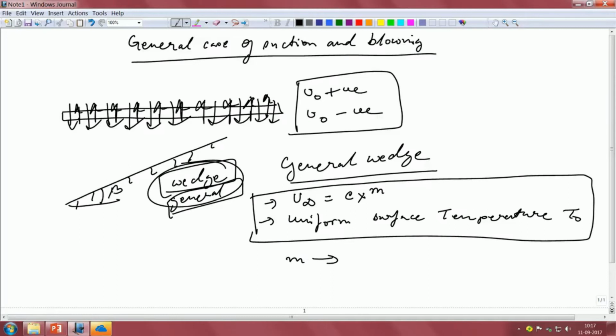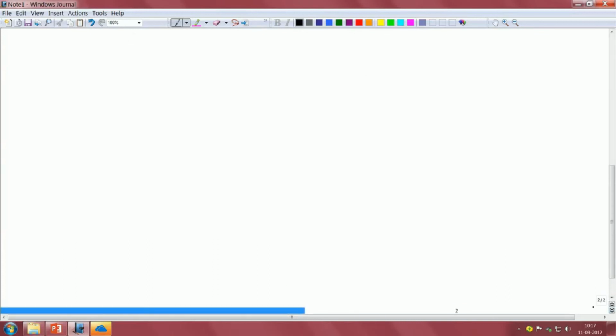If that wedge angle is beta, m in some way is related to that beta. So it is a function of the wedge angle in some way. What those angles are, we will come a little later. But let us concentrate and see what it does to the suction and blowing.